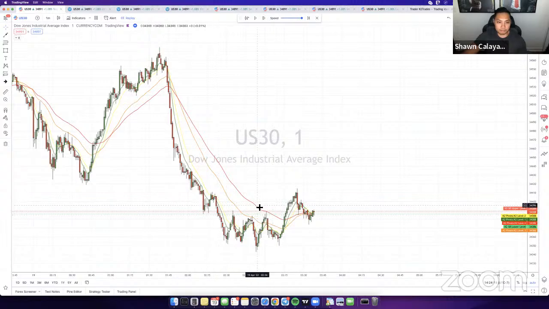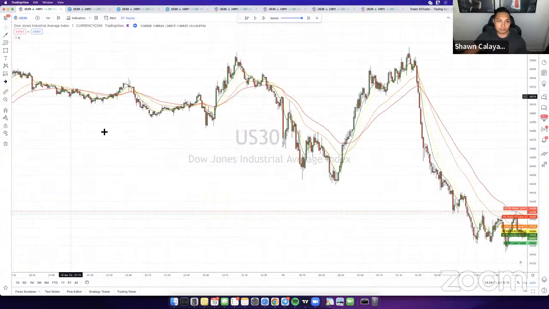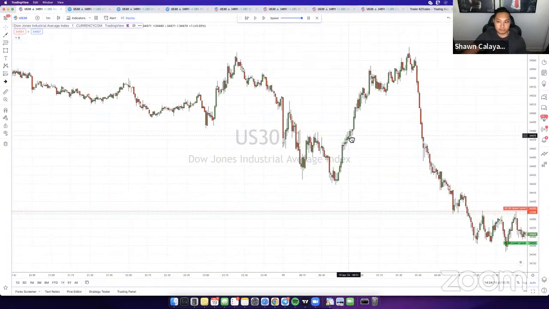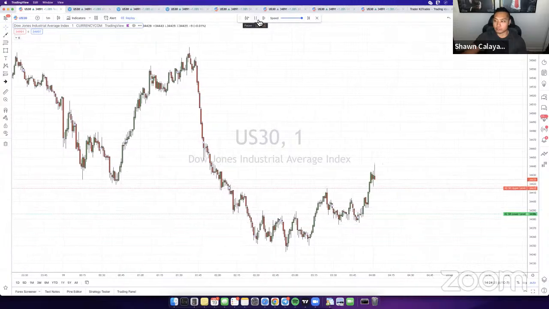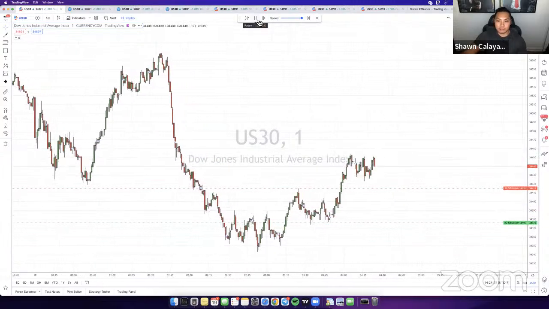So this is the first version of the SR. Let me turn off the pivots here. This is the first version of the SR, and you can see how it adjusts on the chart. This is the first version.